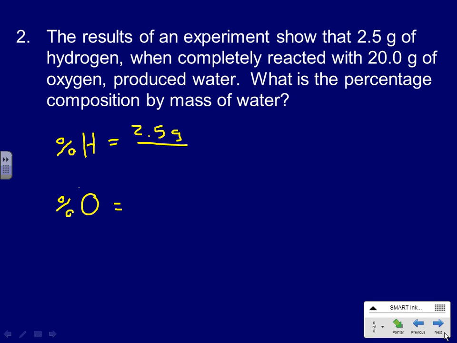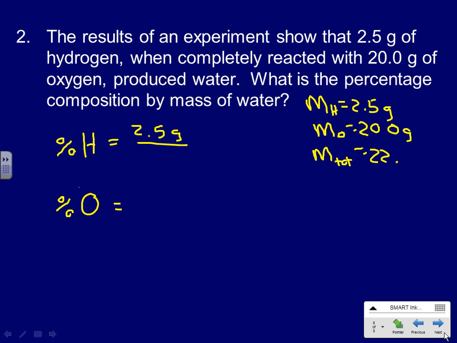Janessa, what do you got? How did you get 22.5? You add them together, because in this case, I tell you that the 2.5 grams react with the 20 grams. So if we really wanted to write it out, mass of hydrogen, 2.5 grams, mass of oxygen, 20.0 grams. So the mass total, or the water, I guess, in this case, 22.5 grams.